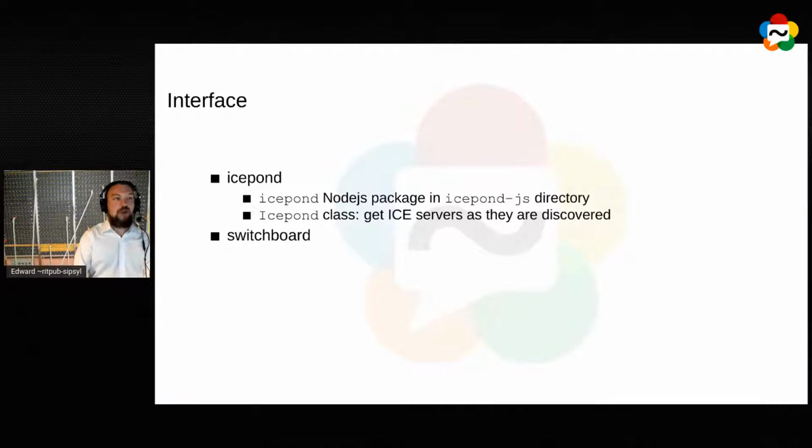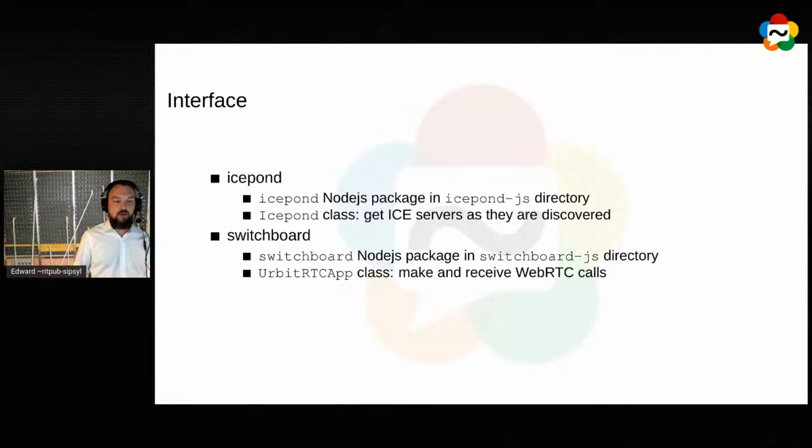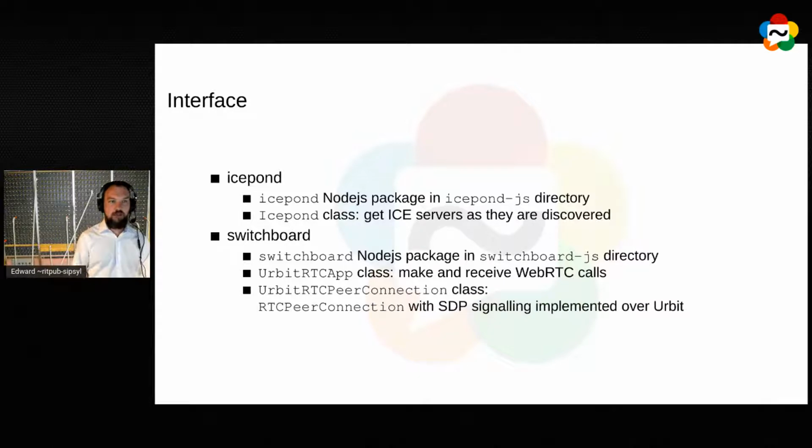And then for Switchboard, again, we have a Switchboard Node.js package in the Switchboard.js directory. This gives you a WebRTC app class. And this is a factory class that lets you make and receive calls. And when you make a call or when you receive and accept a call, you're given an instance of the WebRTC peer connection class. This is an extension of RTCPeerConnection, but the SDP signaling is already implemented for you.